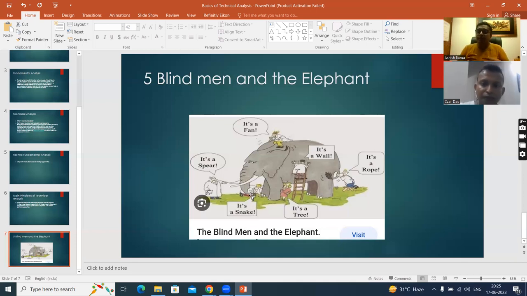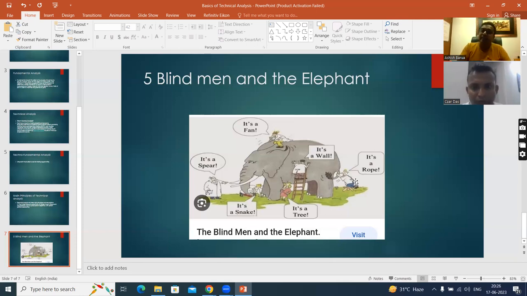But with these five people's limited observation, the person behind cannot see what the other persons are observing. Similarly, the person on the top who is touching the ear cannot see what the other people are touching. So with their limited observations, whatever they are observing and telling, up to that limit, it is correct.